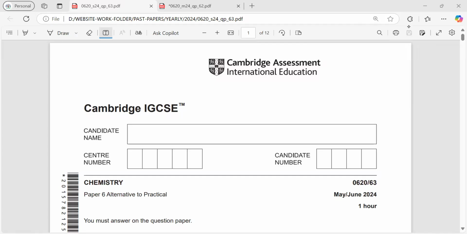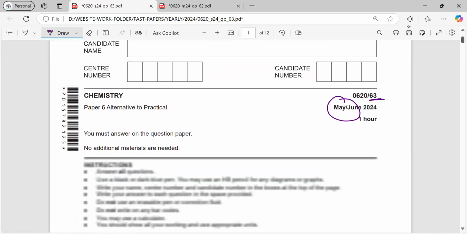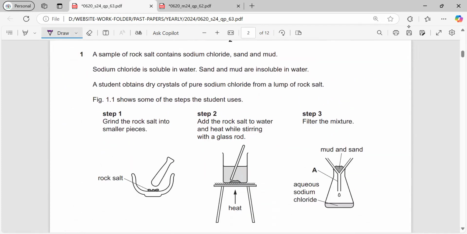Hey students, today we will do paper 6 of 2024 May-June variant 3. So let's start it. Question number 1.